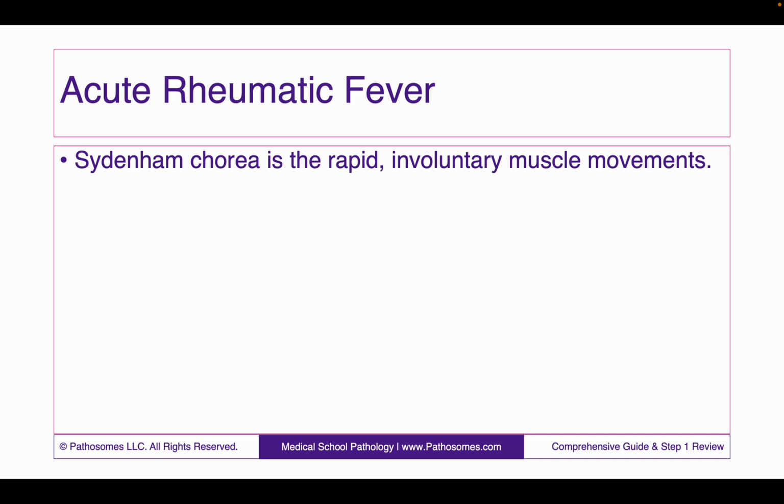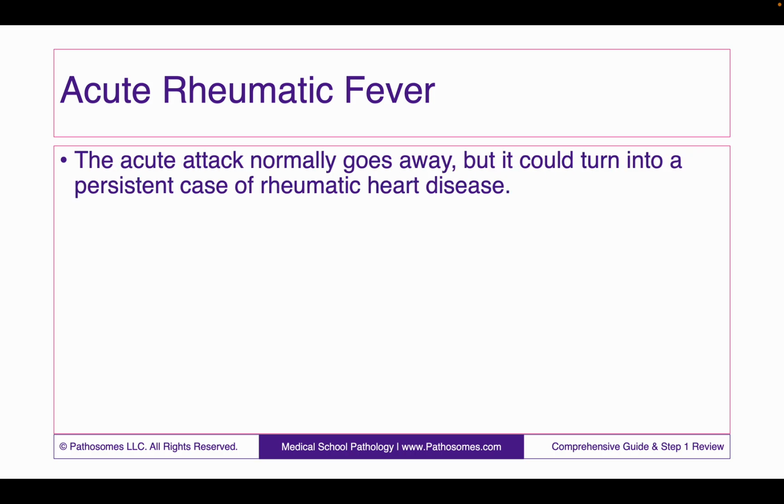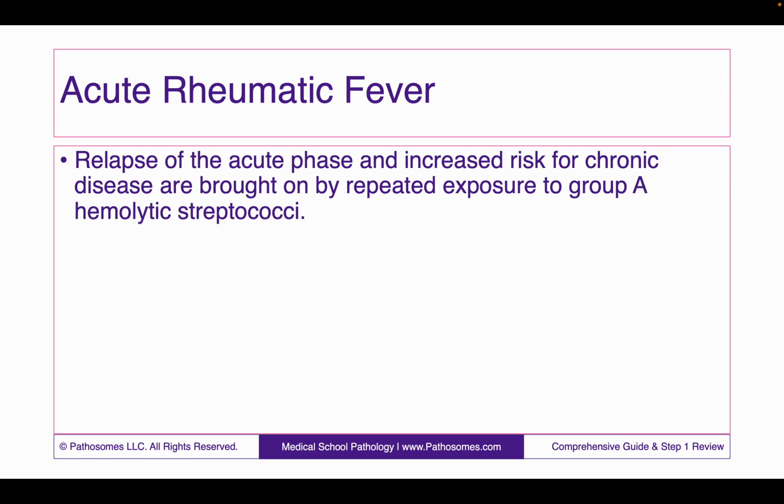And keep in mind that Sydenham chorea is the rapid, involuntary muscle movements associated with acute rheumatic fever. The acute attack normally goes away, but it could turn into a persistent case of rheumatic heart disease. Relapse of the acute phase and increased risk for chronic disease are brought on by repeated exposure to group A hemolytic streptococci.